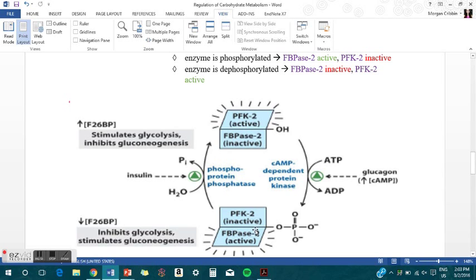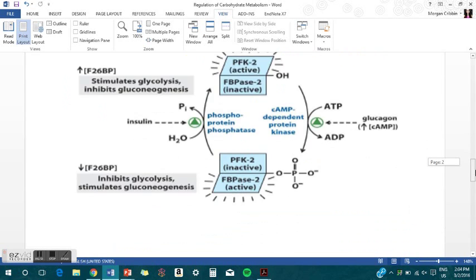In the opposite vein, when we dephosphorylate this enzyme with a protein phosphatase, the PFK2 form is going to be active and the FBPase2 is going to be inactive. So this is going to stimulate glycolysis and inhibit gluconeogenesis by increasing the fructose 2,6-bisphosphate levels, okay? And this makes sense because when we have a high amount of insulin, we're signaling to our body that we have more glucose than we need, and we need to break it down through glycolysis, and we're not going to want to be making more glucose because we already have enough that we need to be breaking it down.